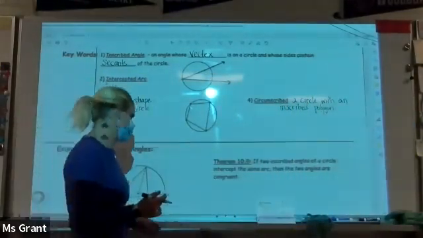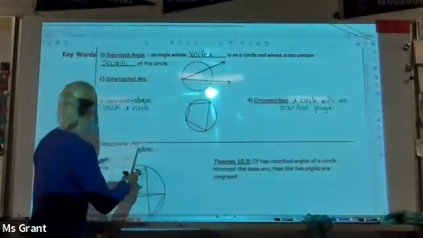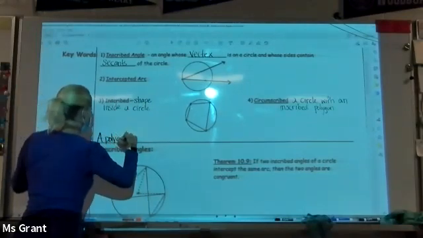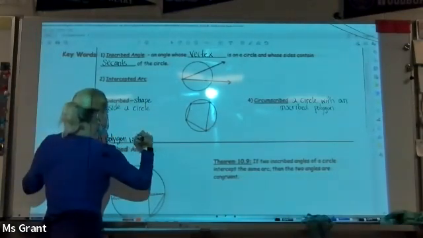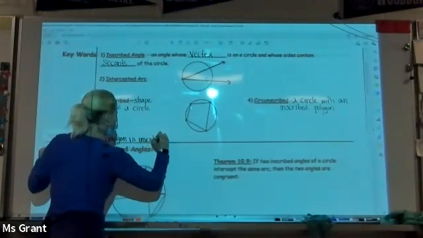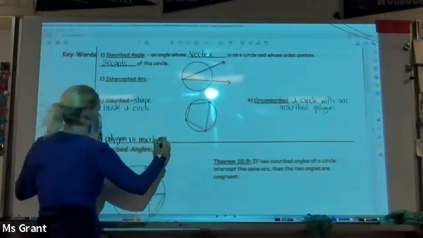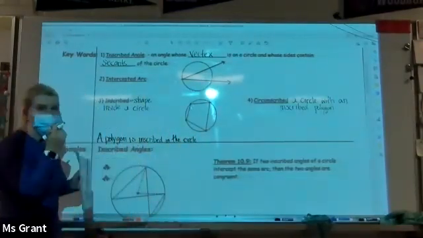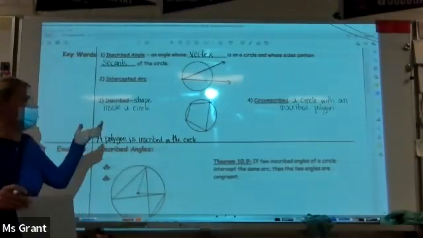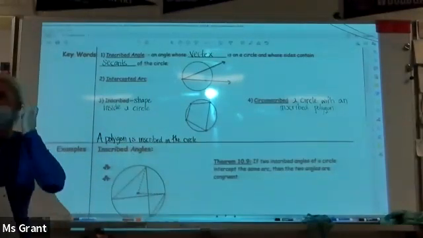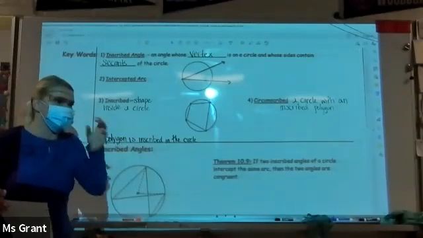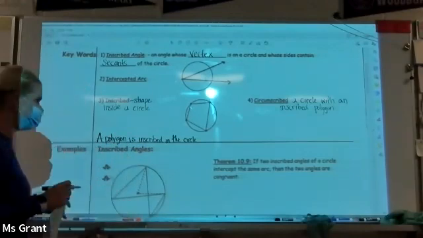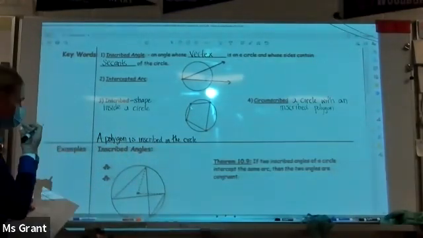Okay. So I could say that a polygon is inscribed in the circle. It could be a triangle, it could be a quadrilateral. I could put a pentagon inside of a circle, whatever fits. But remember, each corner of my polygon has to touch the edge of the circle. An octagon could fit inside of a circle.